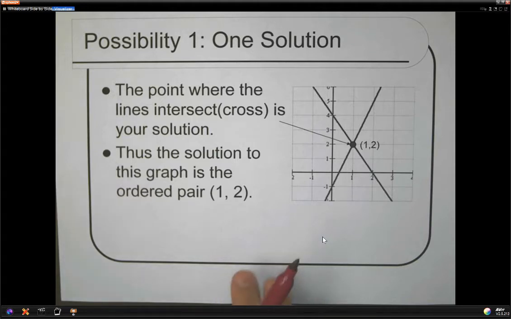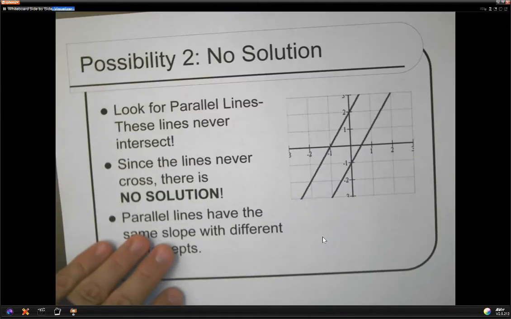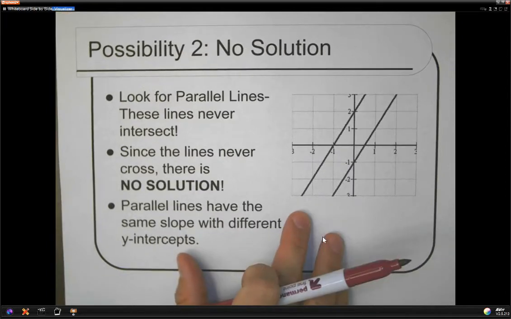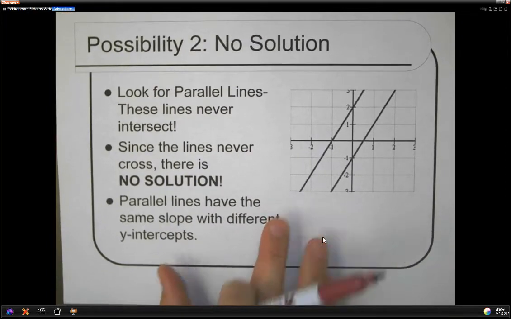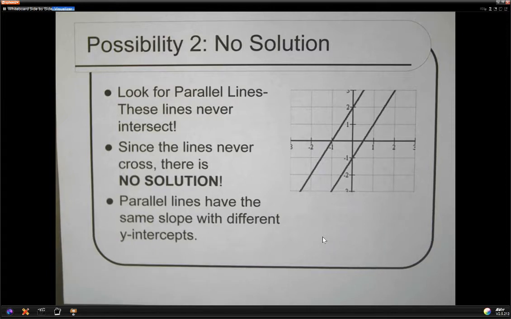The next type that you might see is no solution. For no solution, we look for parallel lines. These lines never intersect. Since these lines never cross or touch each other, if we drew them, there would be no solution because there is no point of intersection. And parallel lines, something to make note of, have the same slope but different y-intercepts.